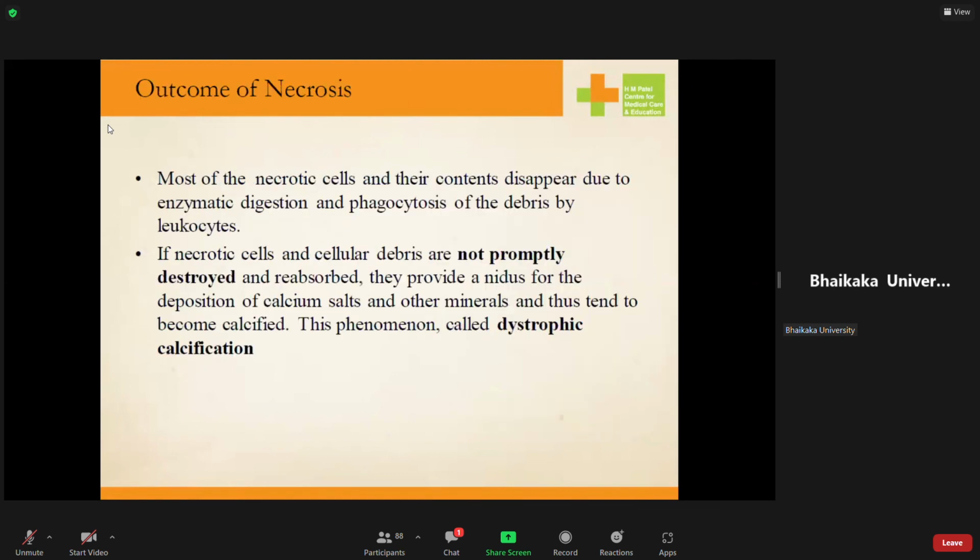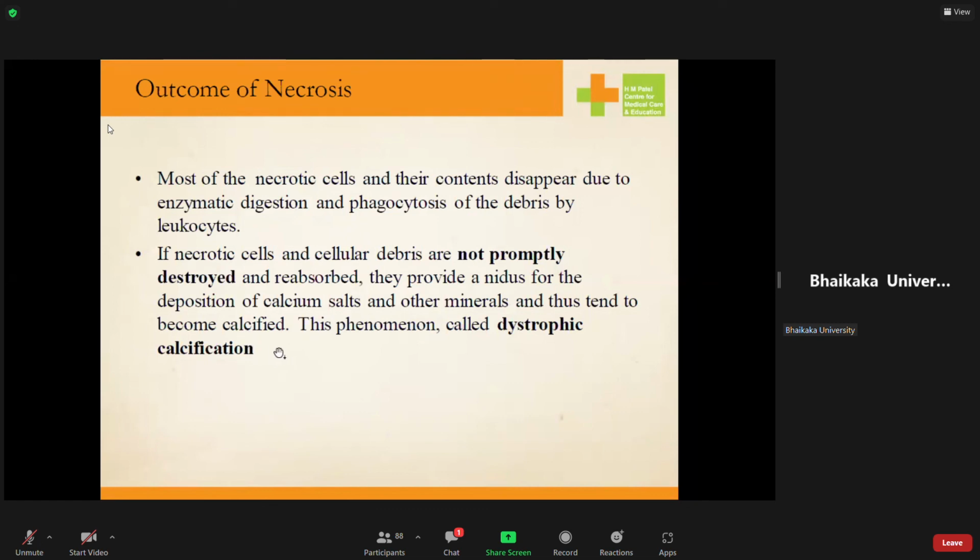So what is the outcome of necrosis? In any necrosis, most of the necrotic cells and their contents disappear due to enzymatic digestion or phagocytosis of the debris by the leukocytes. If necrotic cells and the cellular debris are not promptly destroyed or reabsorbed, or if they are very large, they provide a nidus for the deposition of calcium salts and other minerals, and it leads to the development of calcifications. So this area becomes calcified, and this phenomenon we call dystrophic calcification.